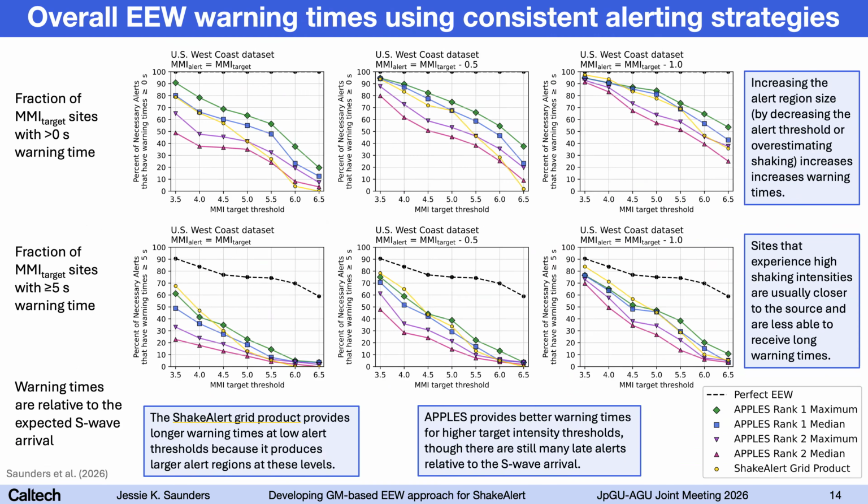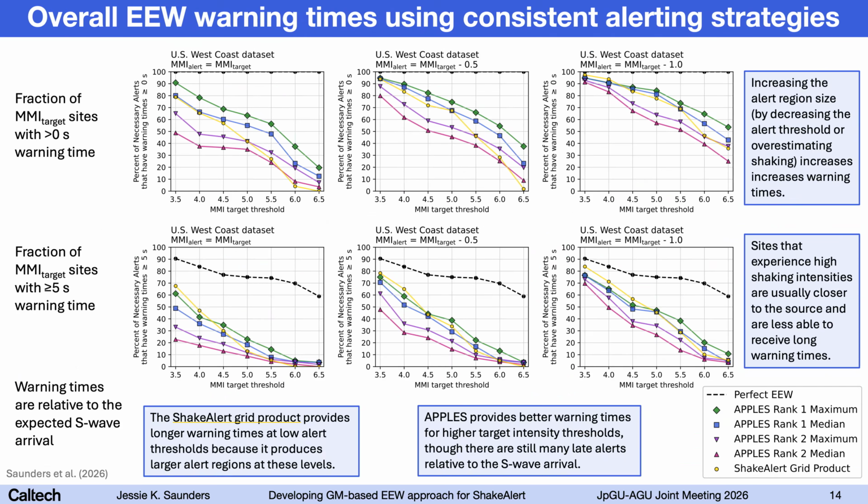And here are the warning time results. Like in the last slide, the different columns focus on different alerting strategies, and the top row shows the percentage of locations that receive at least some warning relative to the S-wave arrival, while the bottom row shows the percentage that has at least 5 seconds of warning relative to the S-wave arrival.